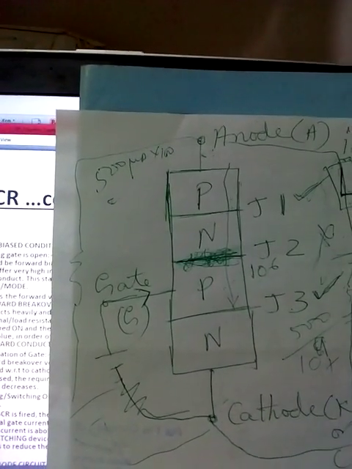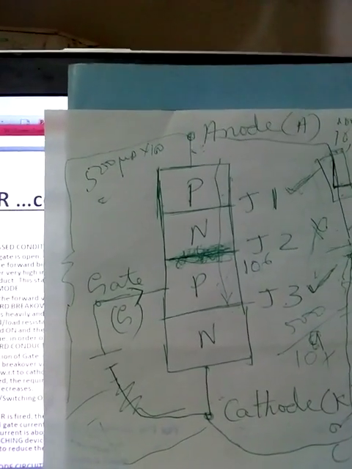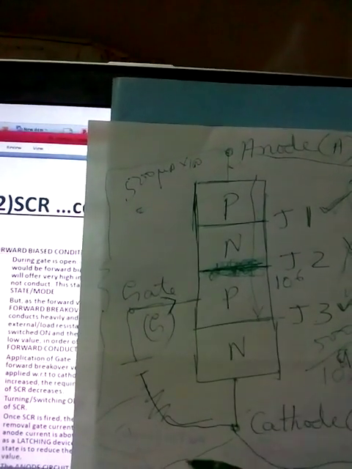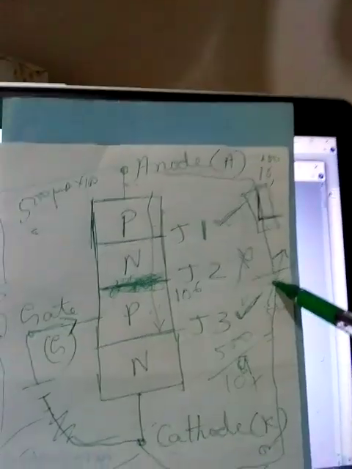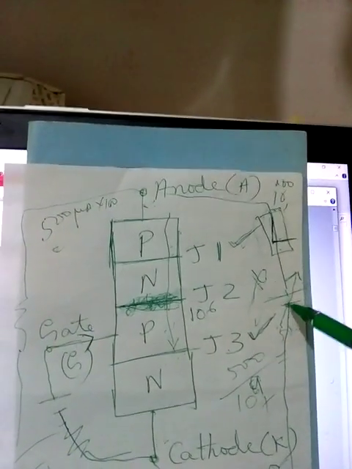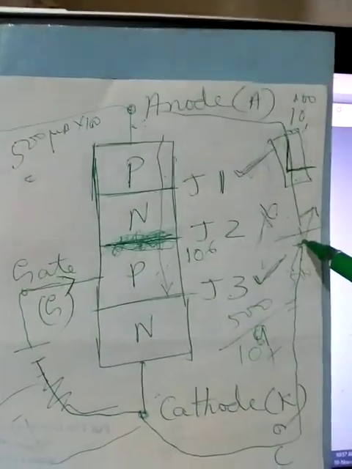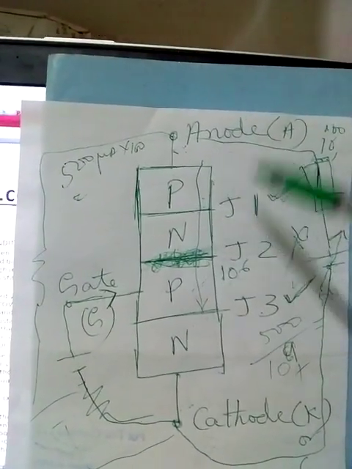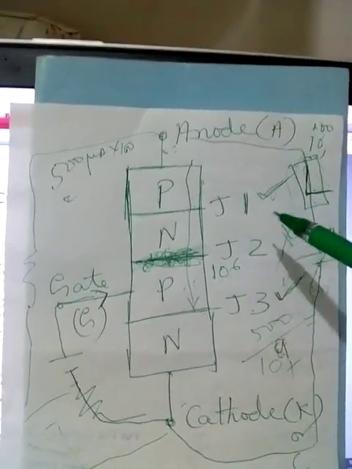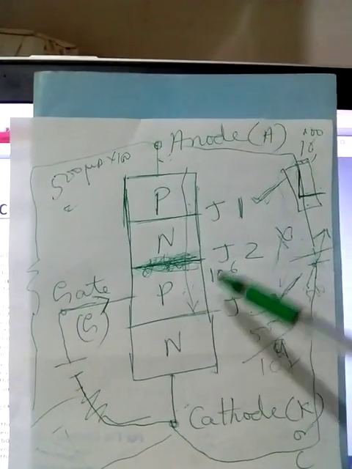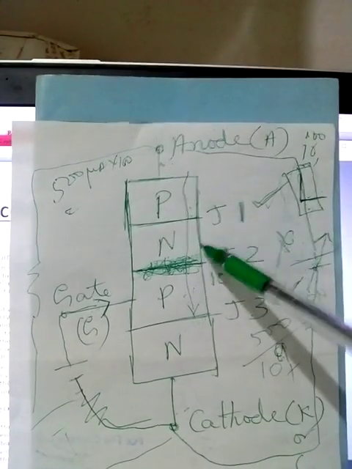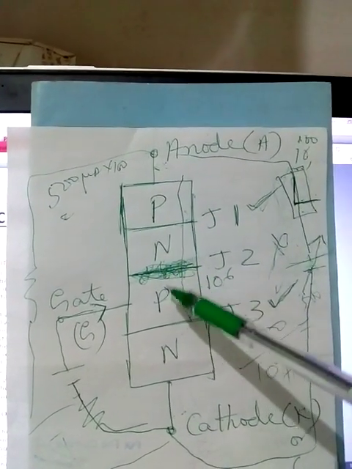The load current is also called anode current. Gate current is also called control current. Here it can be 100 volts, 200 volts, or even 1000 volts, 10,000 volts, very high volts also. SCR is capable of withstanding, operating, handling thousands of volts and thousands of amperes. Hence it is a power device. Hence we call this a power semiconductor device.